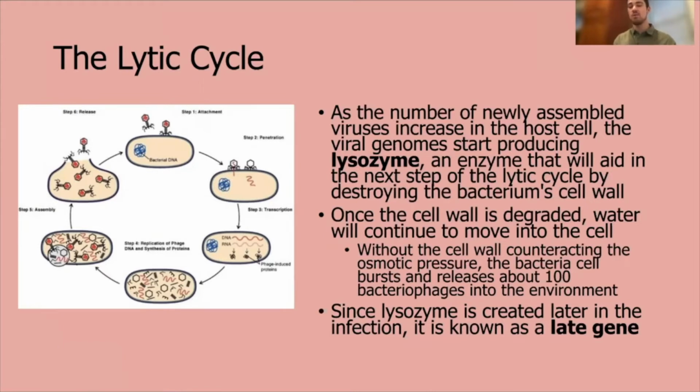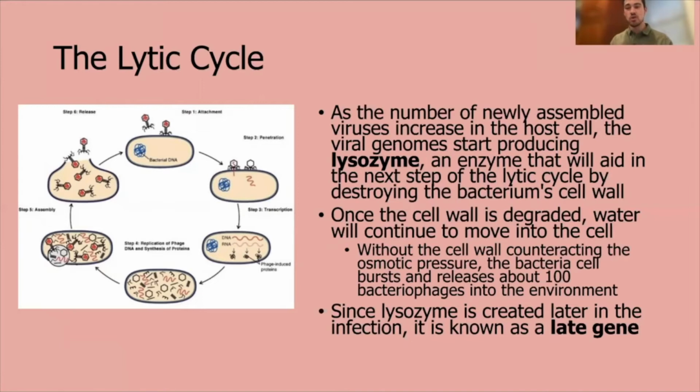And as lysozyme is released, only after a certain amount of bacteriophages are created, it starts breaking down the cell wall. So once the cell wall is degraded, water continues to move into the cell. So that cell wall, it protects from outside pathogens, but it also functions to keep pressure equilibrium. So the osmotic pressure is pushing outward. As water moves into the cell, it's pushing outward, and that cell wall usually keeps the pressure inward, and it keeps that cell turgid. It keeps it very rigid.